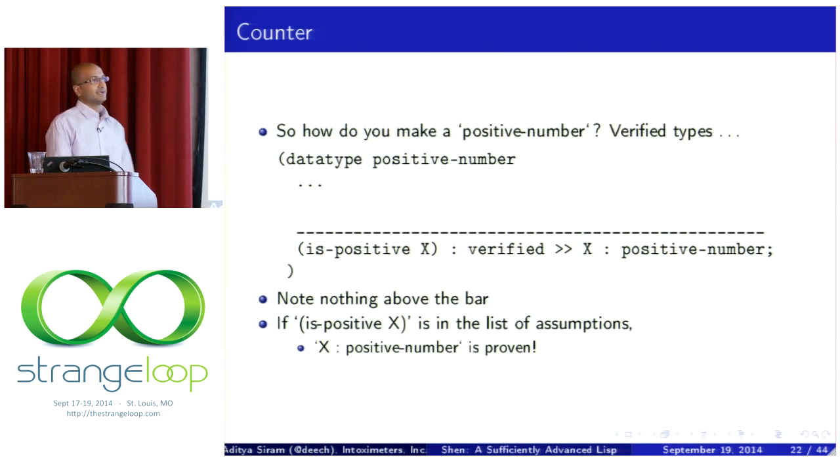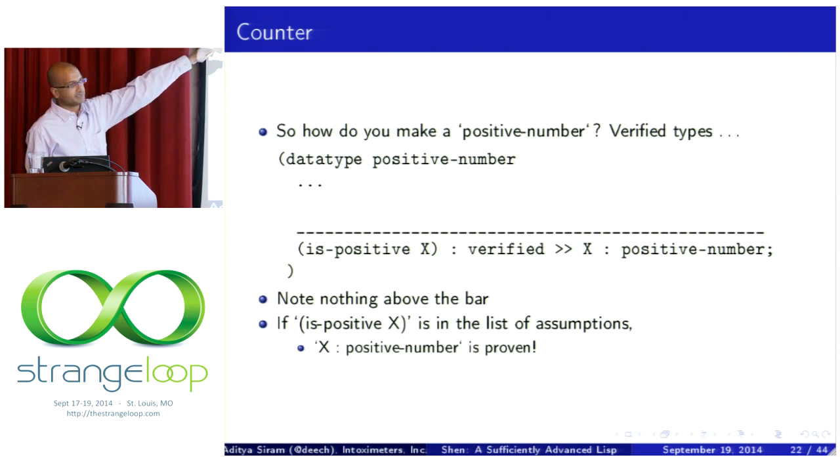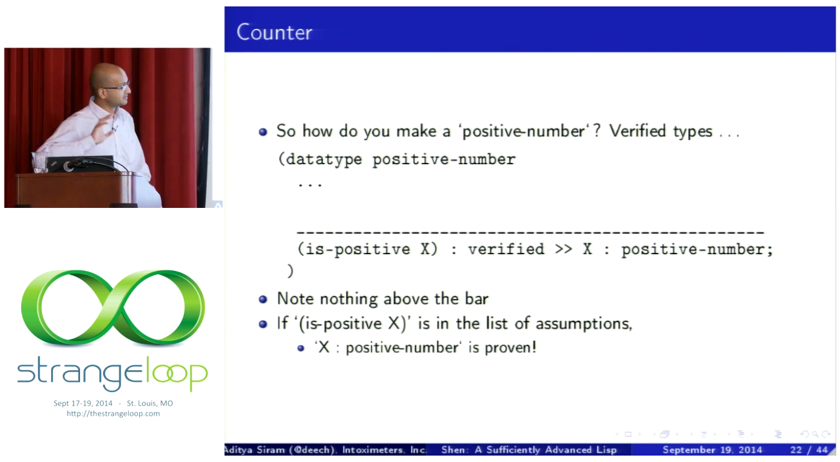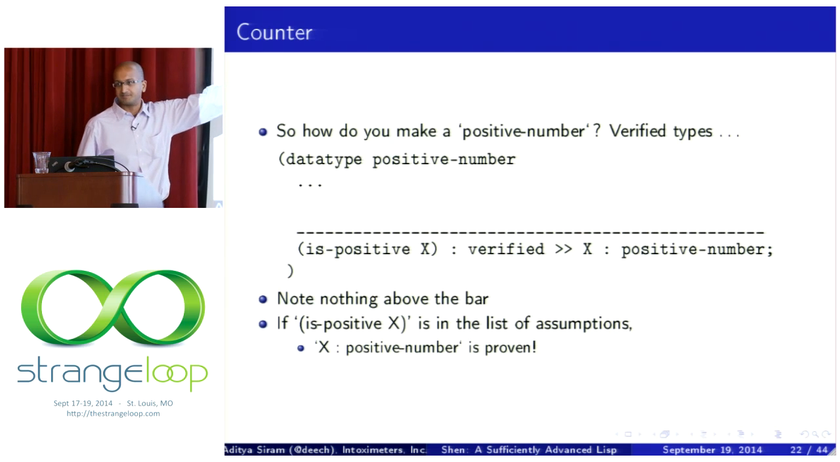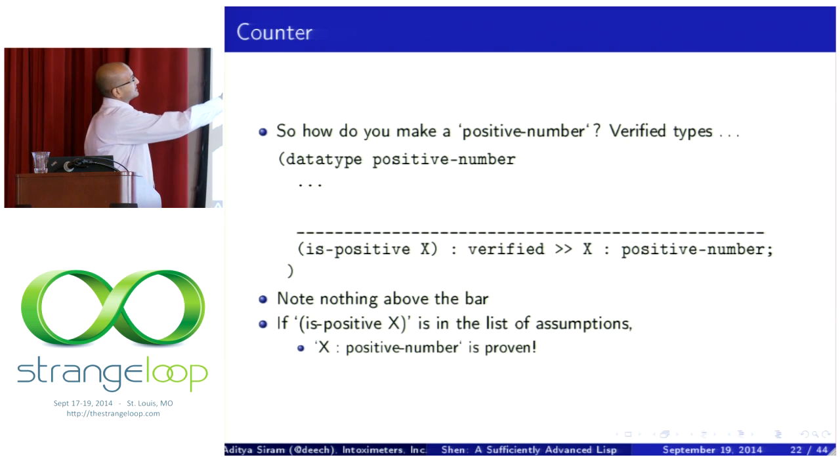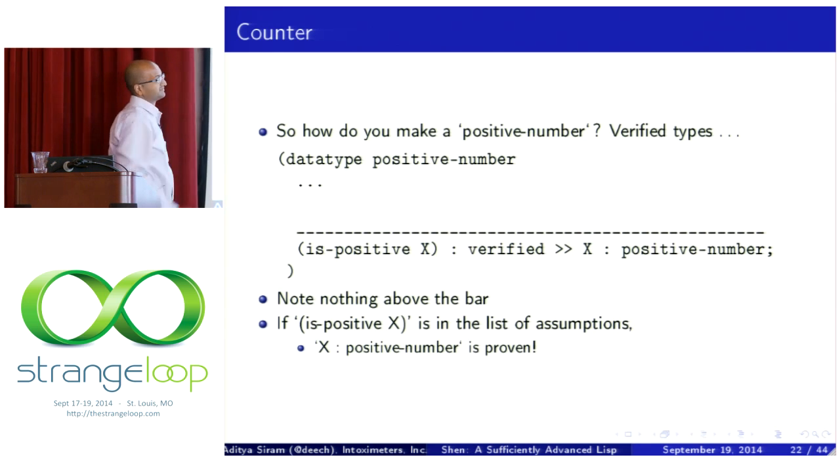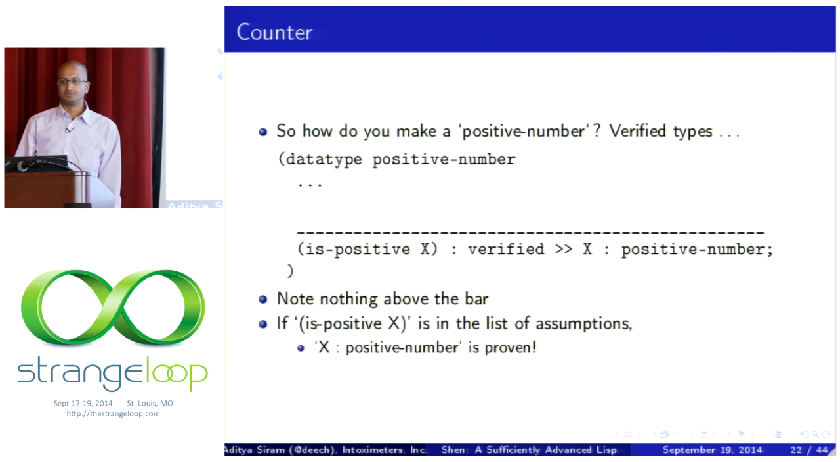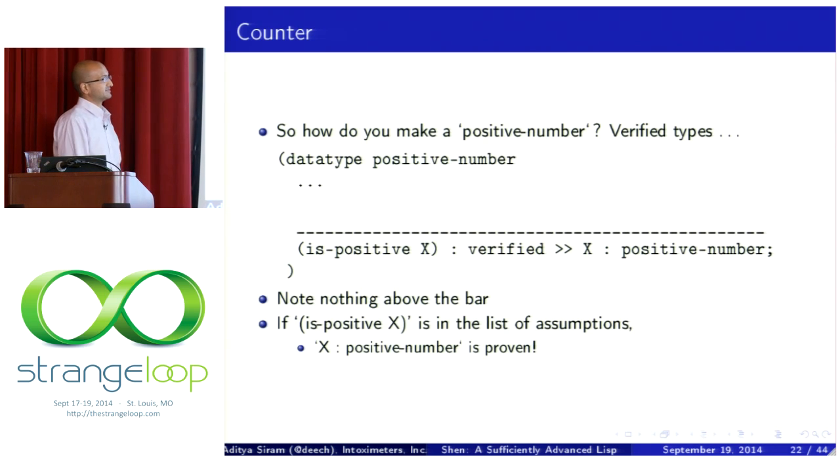So Shen also has a really amazing feature of the type system called verified types. Now, what this funny looking sequent has is it has no conditions above the bar. That means it's true if the thing under the bar is just matched. What this is saying is that if I see the form is-positive x of type verified in the list of assumptions, when I'm trying to prove that x is a positive number, then x is automatically a positive number.